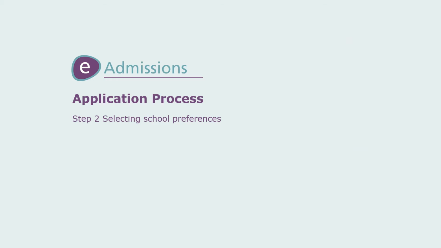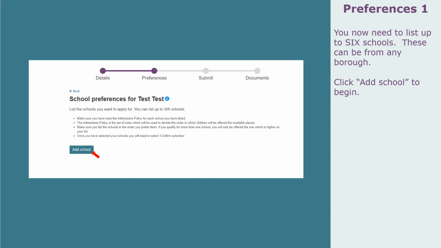Application process. Step 2. Selecting school preferences. You now need to list up to 6 schools. These can be from any borough. Click Add School to begin.